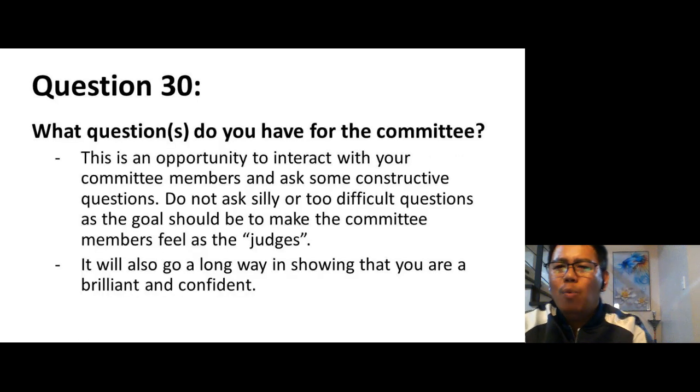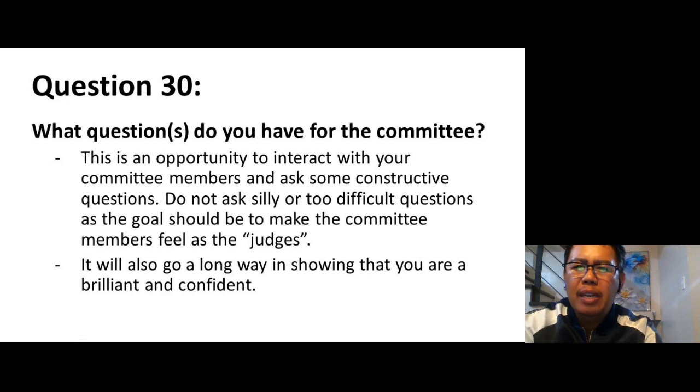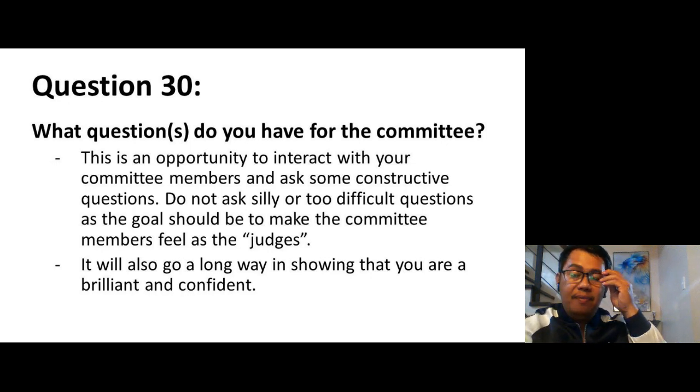Next, number 30, what question or questions do you have for the committee? So this is an opportunity to interact with your committee members or the panelists, or the person who contributed to the success of your research, and ask some constructive questions. Do not ask silly or too difficult questions, as the goal should be to make the committee or the panelists feel as the judges. So it will go a long way in showing that you are brilliant and confident.